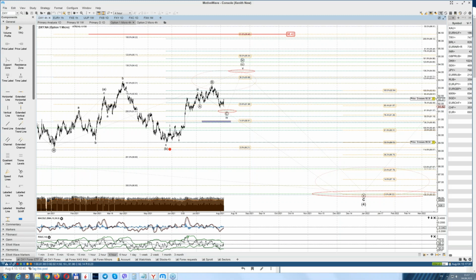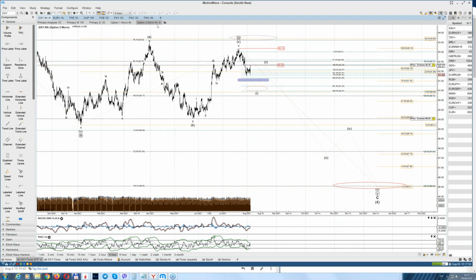In the case we extend lower to this region, then the wave 4 count remains alive, and higher targets still remain on the table. But in the case we see decisive break below this support, then I will restore the option 2 micro and consider the dollar index as being in the wave 1 of C or 4 to the downside. But so far, this bearish scenario seems to be much less likely at the moment.